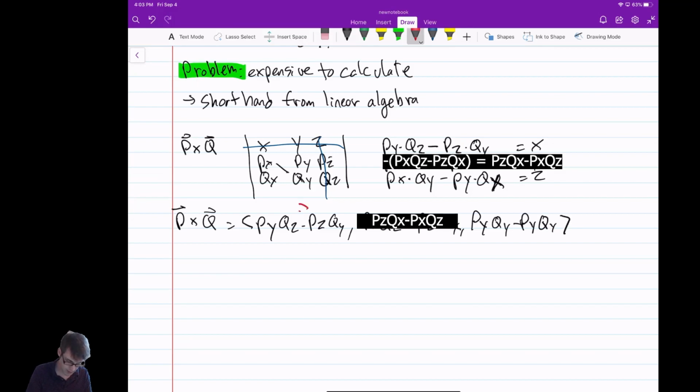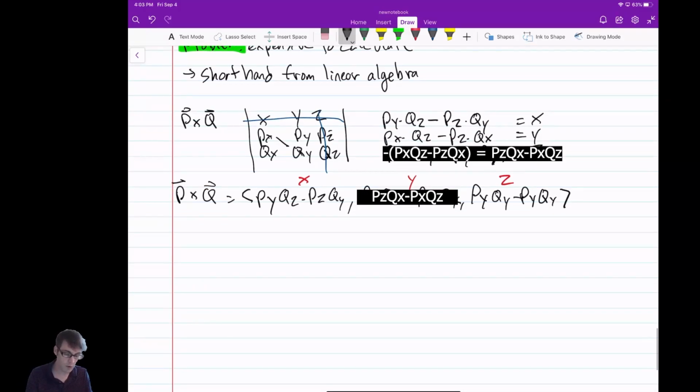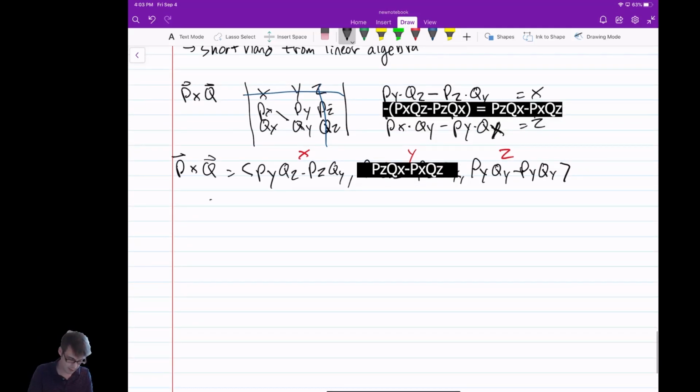And I'll annotate x, y, z. So you can do that calculation. This will give you that vector that's normal, without doing those expensive square roots and sine waves. So it's a lot faster. This will result in a right-handed orthogonal vector.